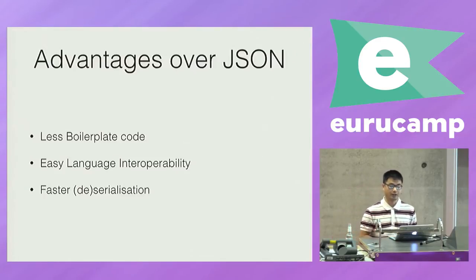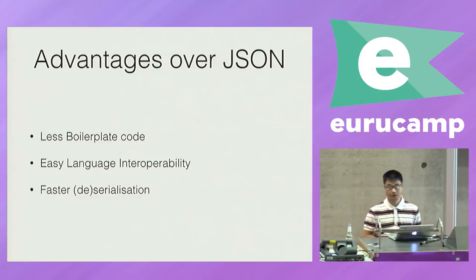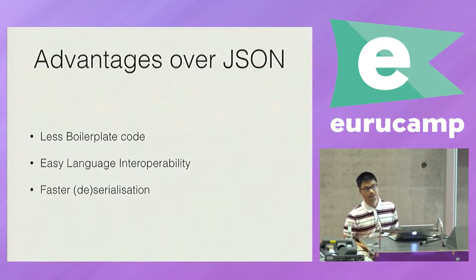But the advantage is that you can generate the client and the server-side code based on the schema, so you don't have to write the boilerplate code you need when passing JSON. And also, it's faster at serialization and deserialization, and it can generate client code for multiple languages like Java, Go, Objective-C, so you can use it on your mobile client without writing a lot of client code.